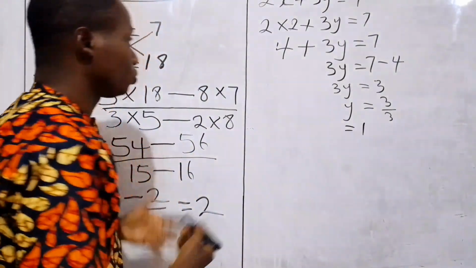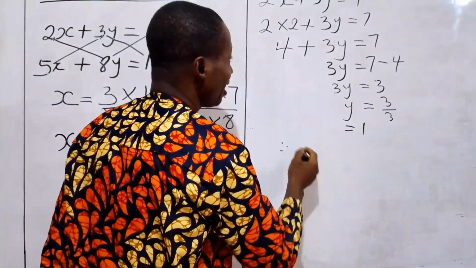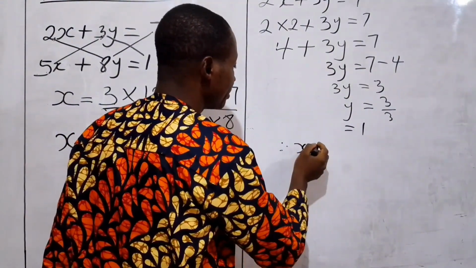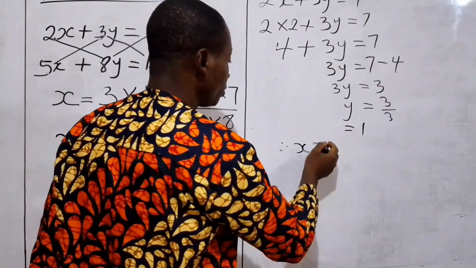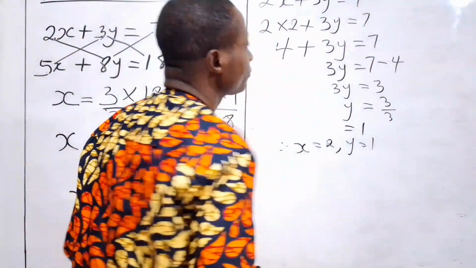So this is a short way to solve simultaneous equations. Finally, we have our x equals 2 and our y equals 1.